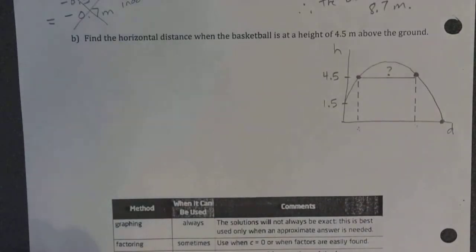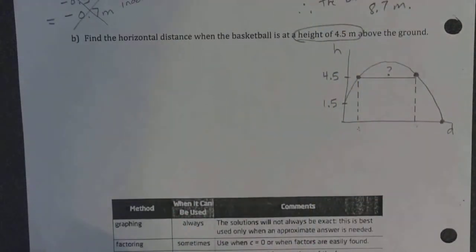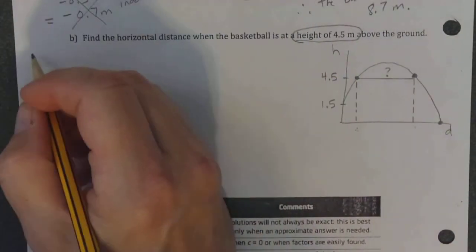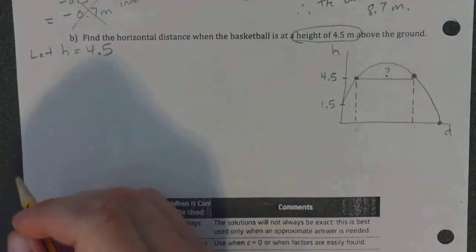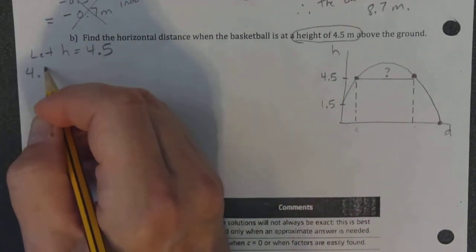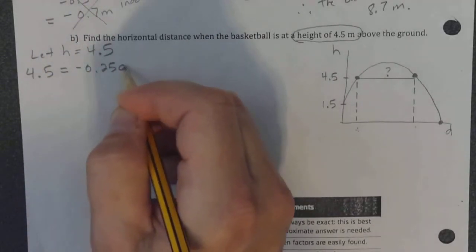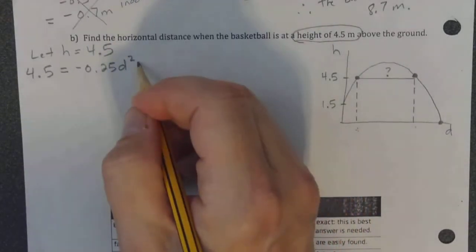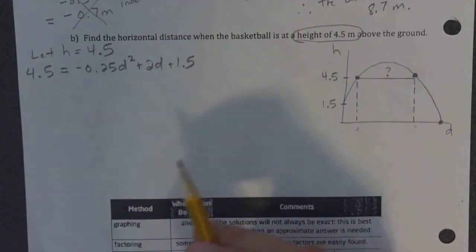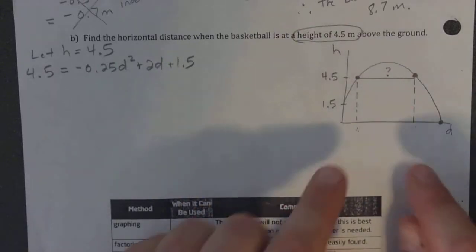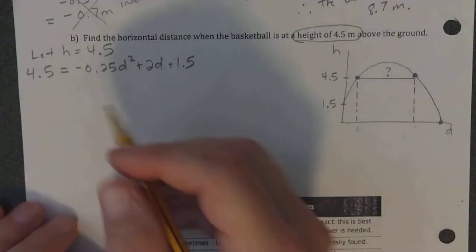You need these two numbers over here, and then you're going to subtract them to find what the horizontal distance is. So what you have to do is substitute 4.5 in for h. Stay on the left side. Let h equal 4.5. So now you're going to go 4.5 equals negative 0.25 d squared plus 2d plus 1.5. You're going to put this in standard form, and then put this in your quad formula to find these two numbers right here, where my fingers are.